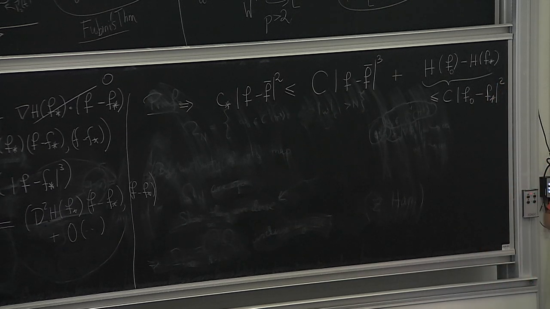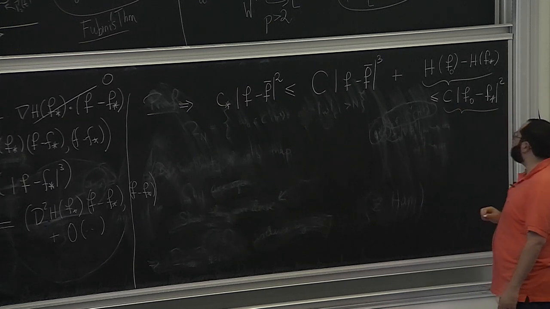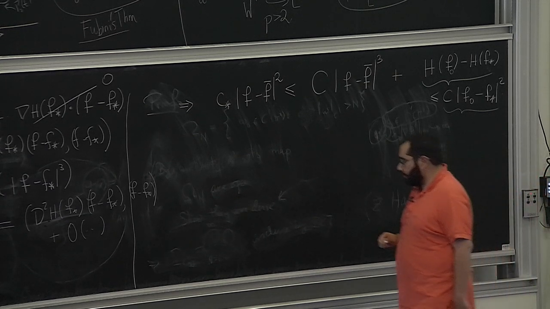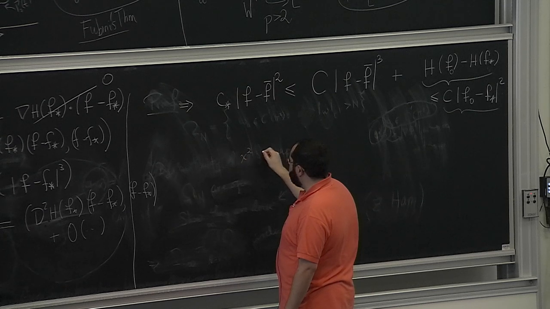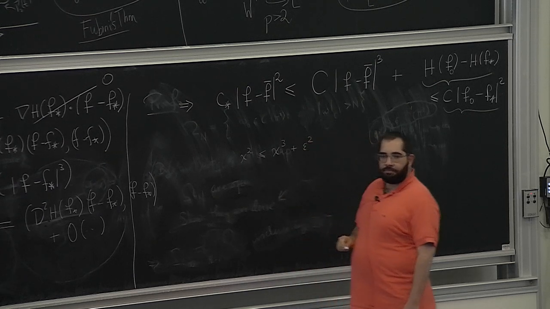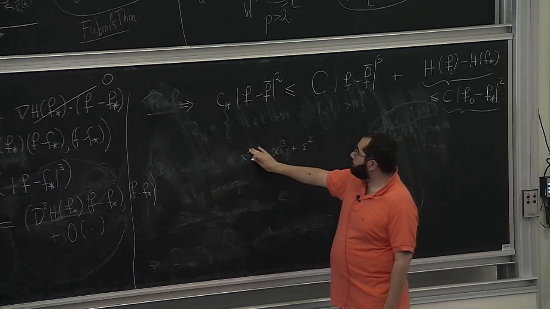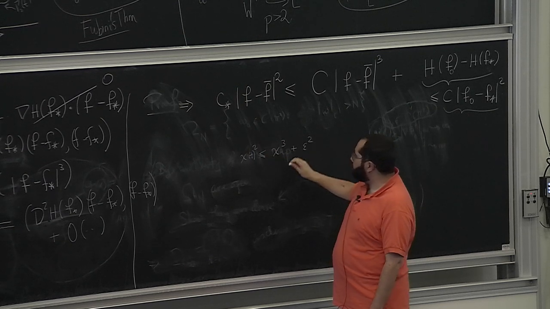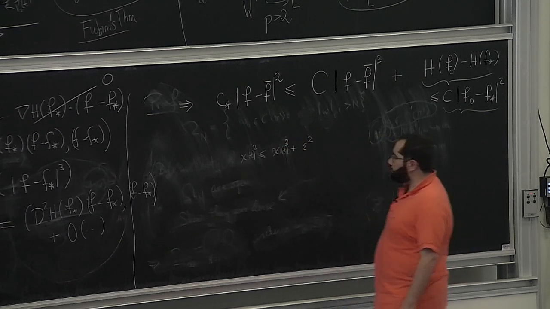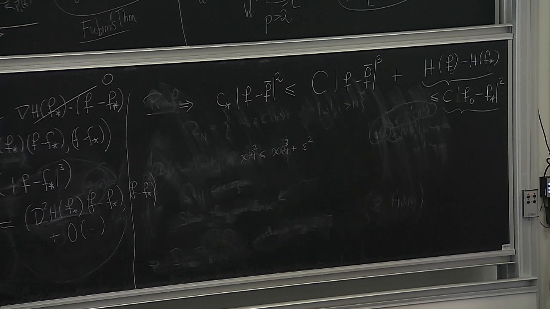Say that H has a global bound on its second derivative or something like that. Okay, so you have this. Then you have an inequality of the form: X squared is bounded by X cubed plus epsilon squared. Then you have an inequality of that form. X of 0 is the initial.